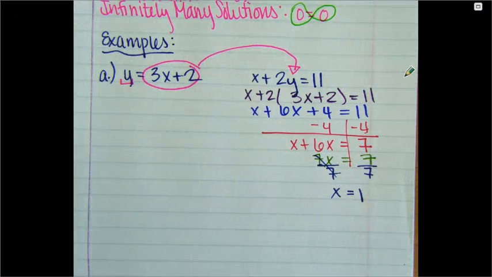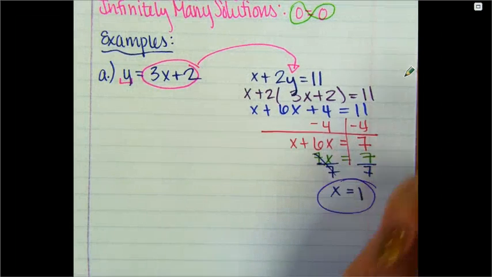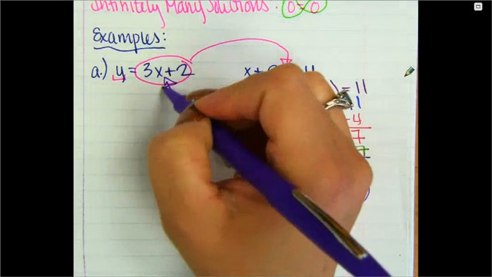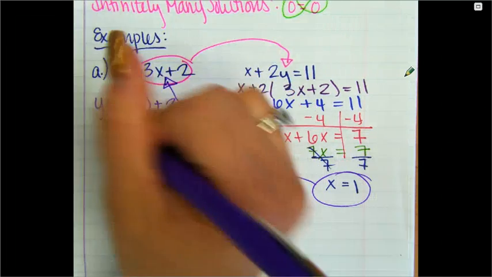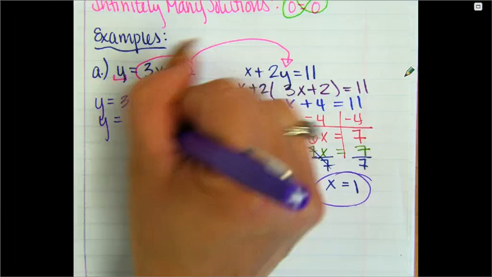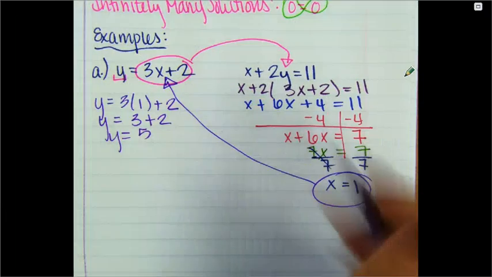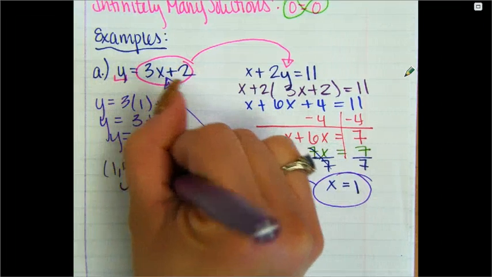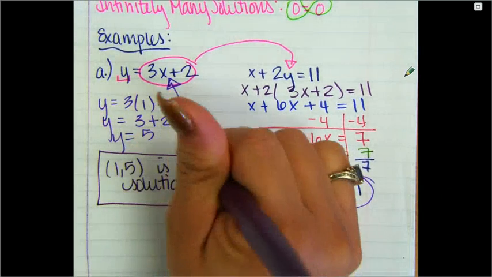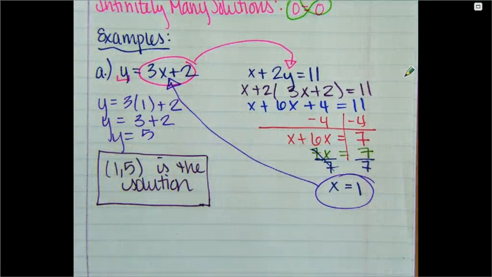Okay, then I take the positive 1. I need a different color. And what do I do with it? Plug it back in. I could plug it in either one, but the easiest one is this, because then I'll just get y equals. So y equals 3 times 1 plus 2. What's 3 times 1? 3 plus 2 is positive 5. So now I know my answer, 1 comma 5, is the solution. Is that one solution, no solution, or infinitely many? It's one solution. Go ahead and write it.